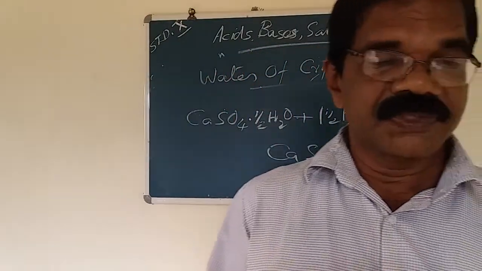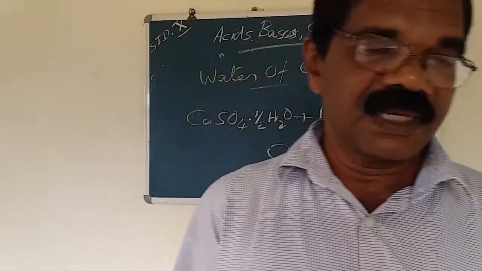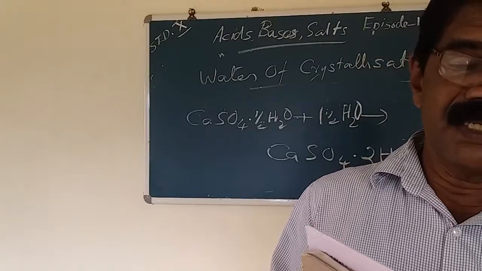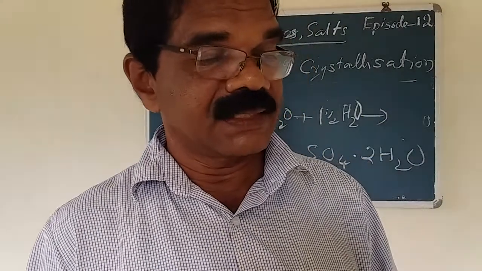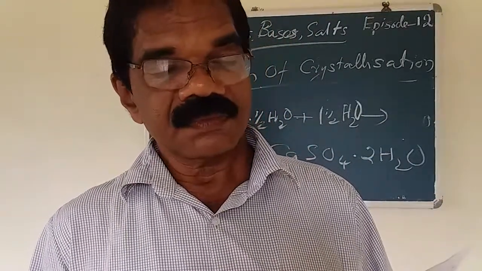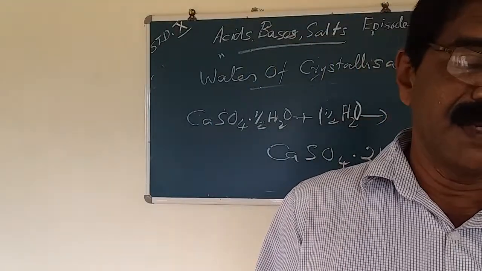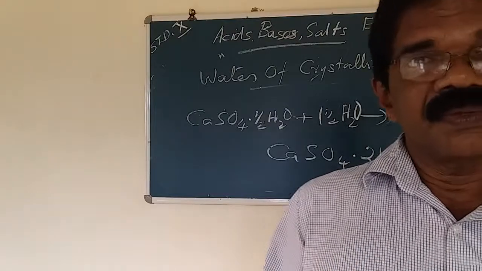First question for a model we can do. A solution turns red litmus blue. Its pH value is likely to be 1, 4, 5, or 10.